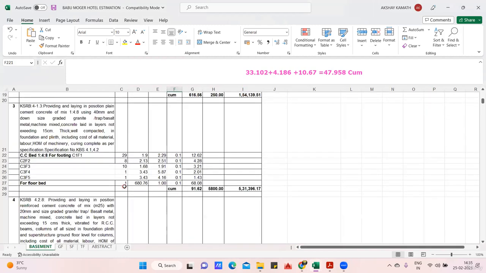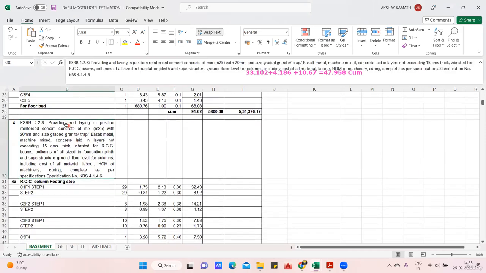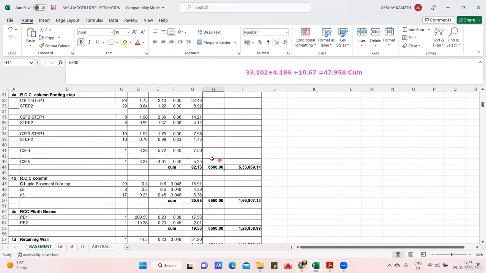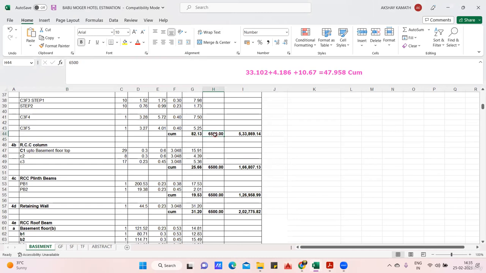Okay, so where should I take providing and laying in position PCC. You see here, providing and laying in position reinforced cement concrete of M25 they have taken, no problem. For that the contractor is charging 6,500 rupees. This is a normal rate which is going on in my area. If you want to do the concreting work of footing, column, beam, whatever element it may be, the contractor is charging 6,500 rupees. So I can take 6,500.